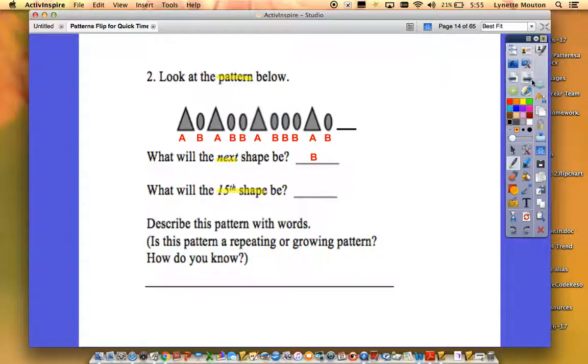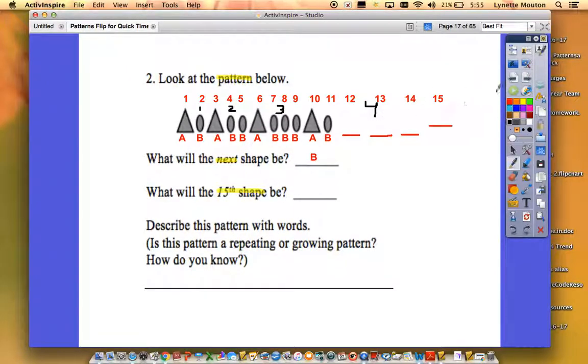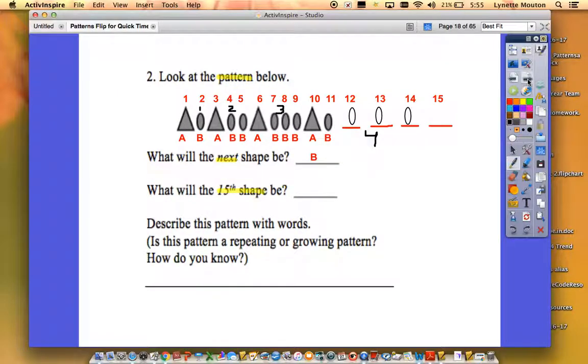So since we had 3, we know the very next one is going to be another B, because this time we will need, extending it out to 15, 4 of those ovals, since there were 3 last time, followed by a triangle, which is the 15th shape if you counted it out. Don't forget, when they ask you for a specific number, to use the numbers to help you extend the pattern.